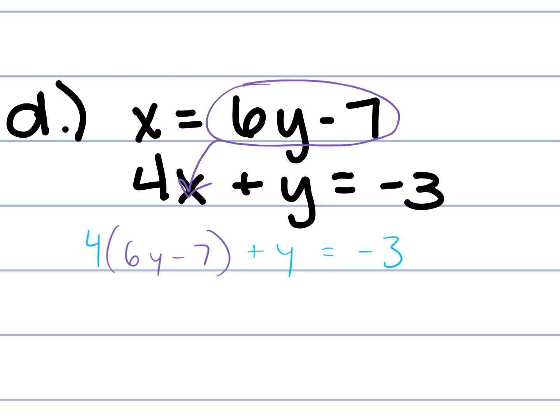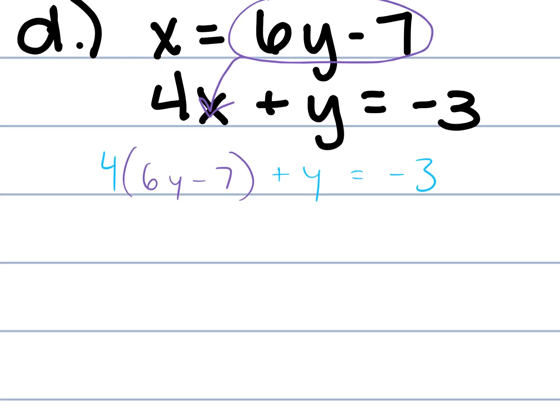What should I do first to solve for y? What would I do to the parentheses? I'm going to distribute the 4 into the parentheses. So we have 24y minus 28 plus y is equal to -3.